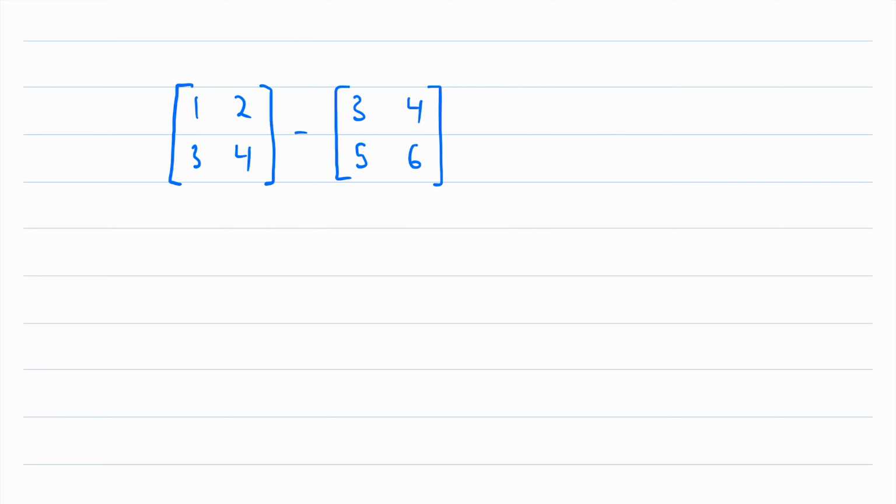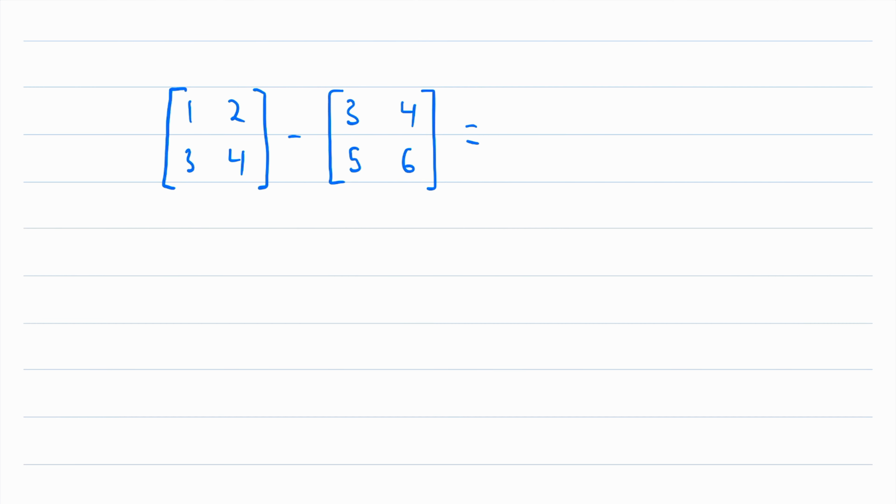So what do you think this is going to be equal to when we subtract this matrix from this one? You probably think that the most natural way to subtract these matrices would be to subtract each entry in this matrix from the corresponding entry in this matrix, and you would be correct. Just like adding matrices, this works pretty much the exact same way. We just have to subtract the corresponding entries in the matrices.